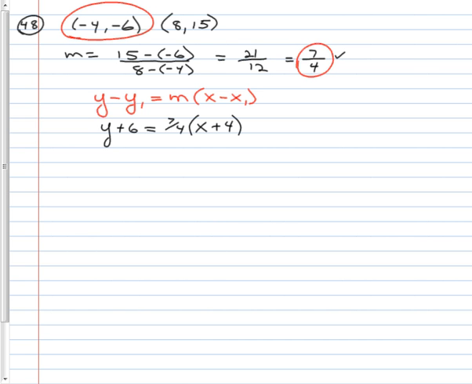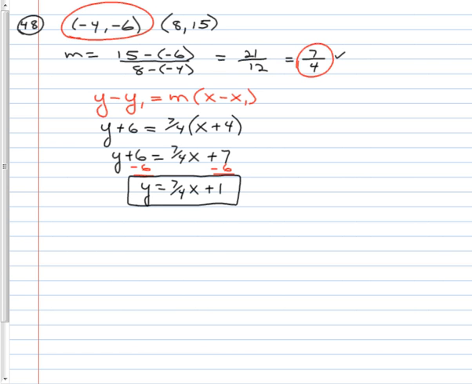Now when they want an equation of a line, unless they specifically say leave it in point slope form, we put it in slope-intercept, solve for the y. So I'm going to distribute my 7/4. Y plus 6 equals 7/4 x plus, when I multiply 7/4 times 4, those 4's cancel, and we just get a 7. So now all we have to do is subtract 6, and we will have it in our slope-intercept form. Y equals 7/4 x plus 1. The equation of our line that goes through those 2 points that they told us.